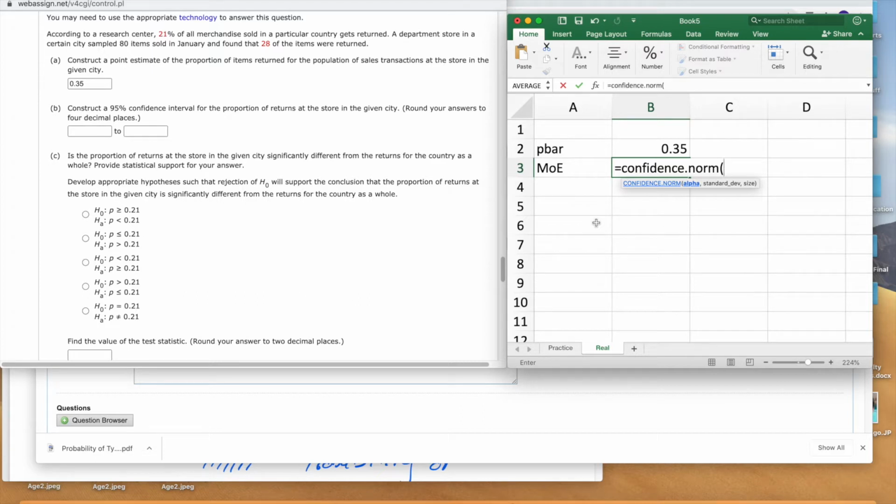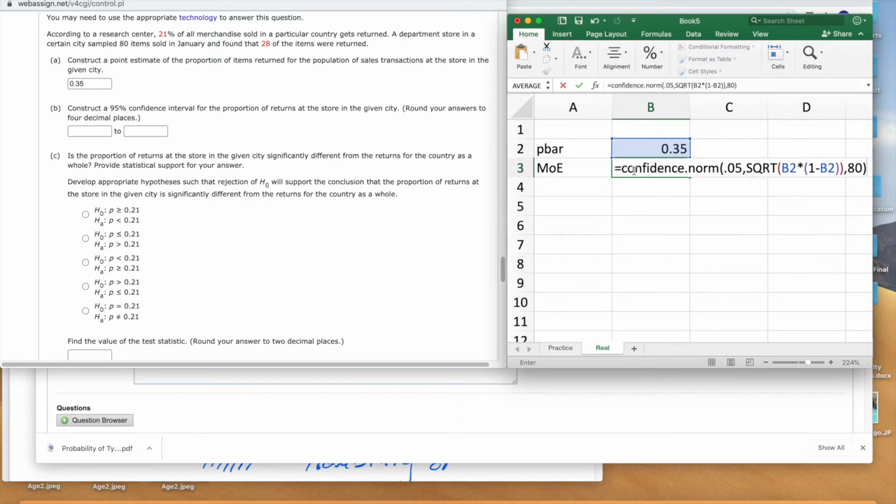Alpha, if we're doing a 95% confidence interval, then alpha is 5%, the area on the outside. The standard deviation in this case is the square root of 0.35 times 1 minus 0.35. Notice that's the standard deviation. It's not the standard error. Excel will calculate the standard error in the background for us when it takes account of the sample size, which is the last thing it asks for, which is 80.